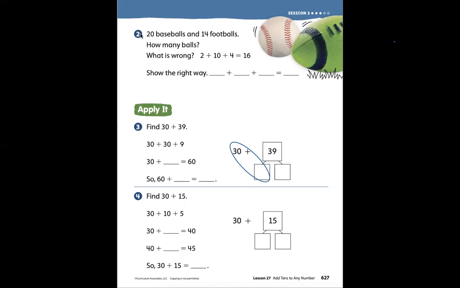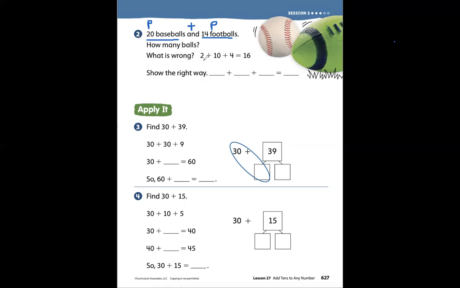Problem number 2 says 20 baseballs and 14 footballs. How many balls? So we have 20 plus 14. 20 has to be a part. 14 has to be a part. How many balls? We are putting them together.